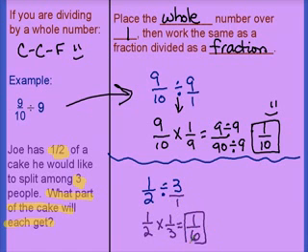And we cannot simplify that. So each person will get 1/6 of a piece of cake. And that will make them happy.